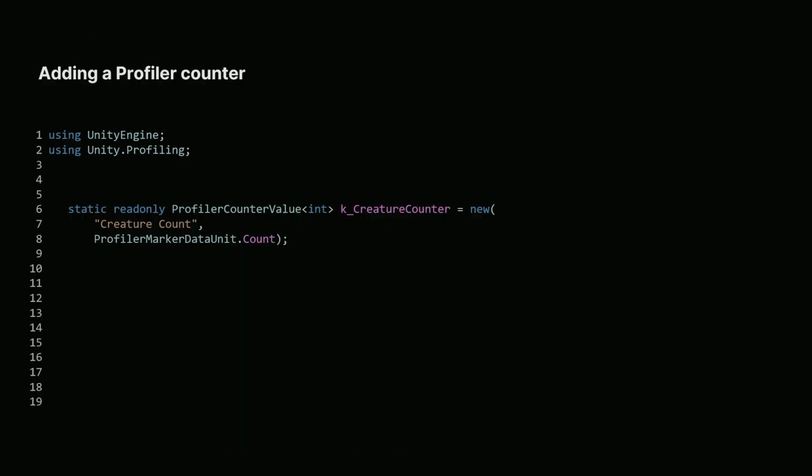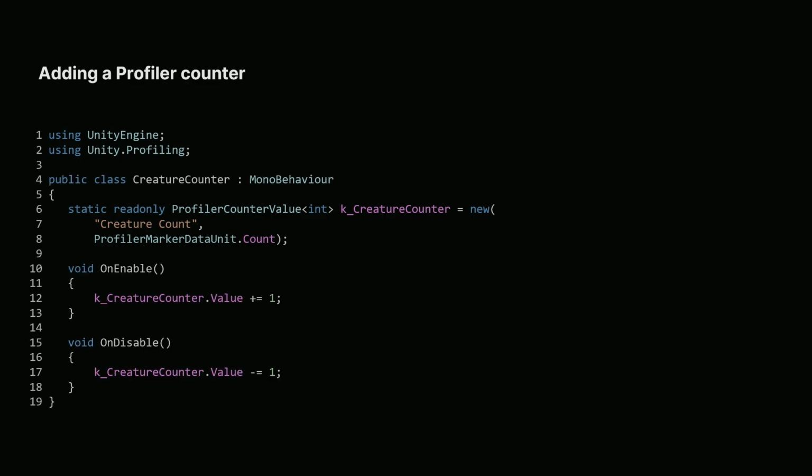We declare a new profiler counter using the type profiler counter value, and in this case specifying integer as our counter's data type. We specify the name of the counter, again the name that will be displayed in the profiler, and a data unit. In our case we can specify count, but other available units include time, bytes, percentage, and hertz.